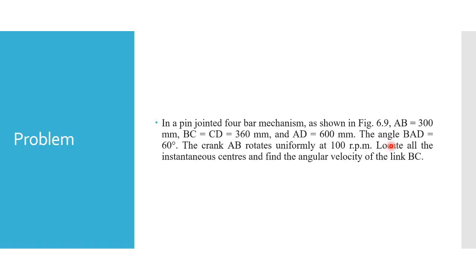So you have to locate I13 and find VB. You have to find it initially with this data. AB rotates at 100 rpm. Then you will find BC and do it and put it in your book.